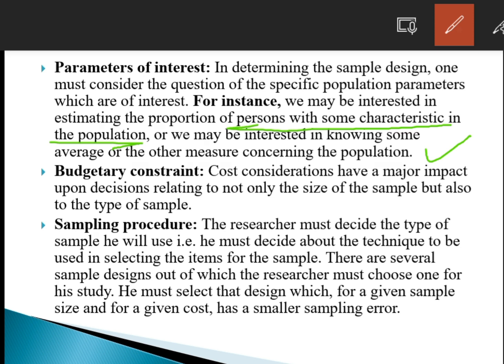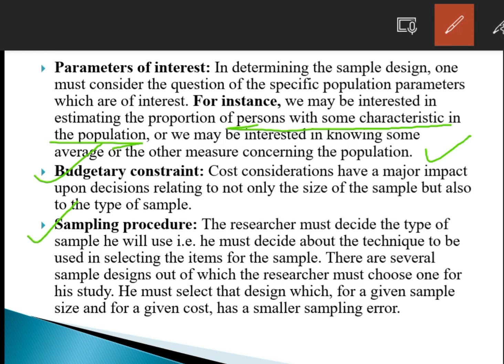Next we have to consider the cost. That is the main thing, the budget. We have to think about how much we are going to spend to collect the data from the market. That is also a very important part when we discuss the sampling design. Next is the sampling procedure, the overall process.